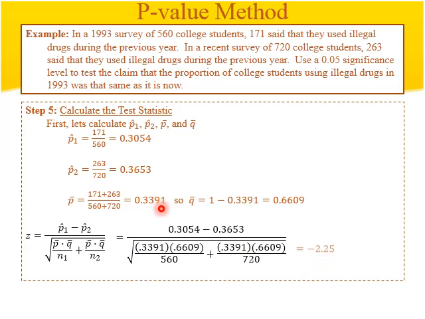We get a test statistic of negative 2.25. Now keep in mind, this is a two-tailed test. So when we calculate the p-value, since this is a negative test statistic, we're going to find the area to the left of it, but we need to double that.